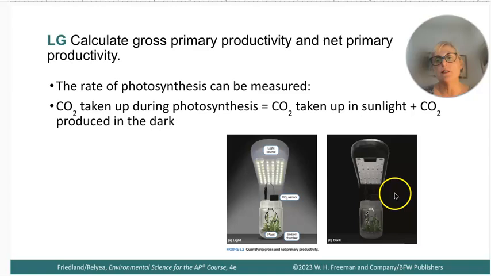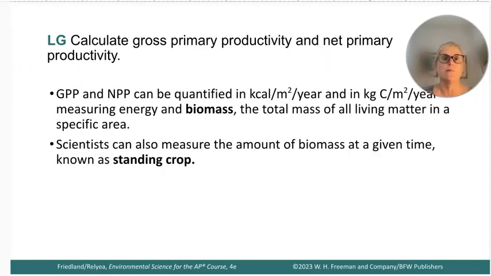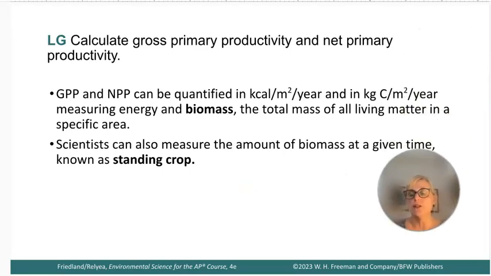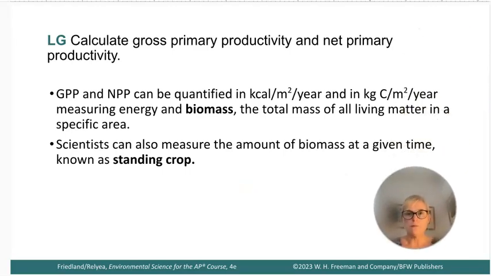One misconception is that they used to call this part the dark reactions, but actually producers can do cellular respiration in the light and in the dark. When you turn off the lights, they can only do cellular respiration. They can't do photosynthesis in the dark. That's one way we can measure it. We can also measure it through dissolved oxygen probes in the water.